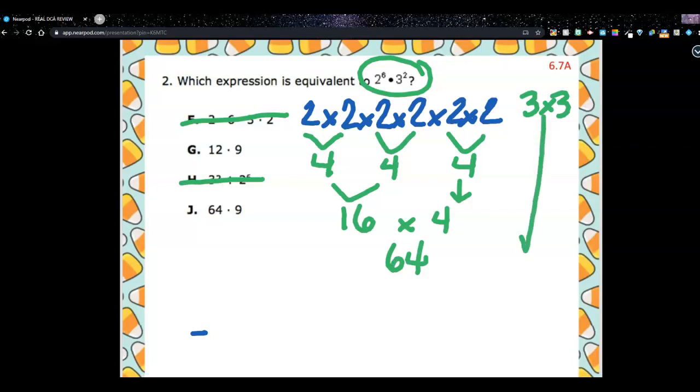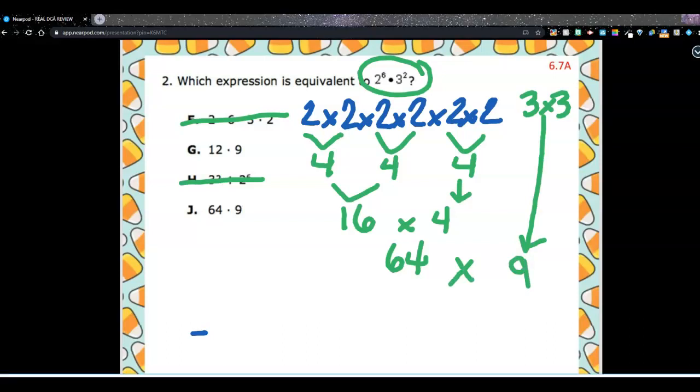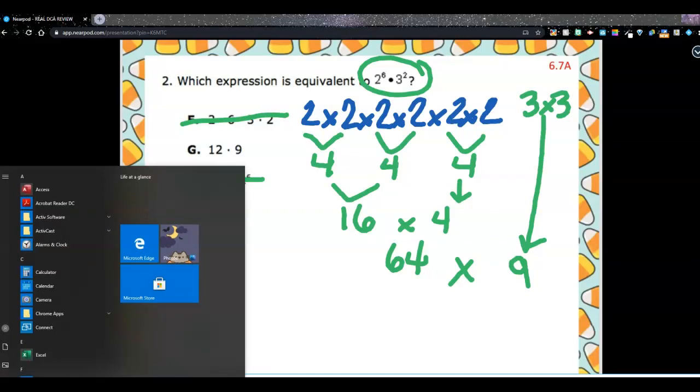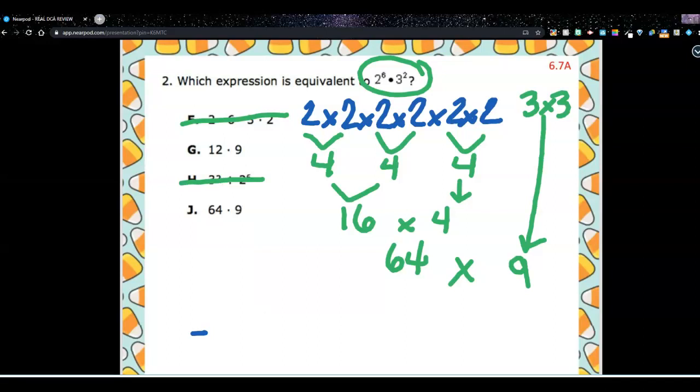And 3 times 3 is what? 9. So this one that is 12, I think they put that in there for students who go 2 times 6. But we're not going to do that. So we don't need that. And there's our answer.